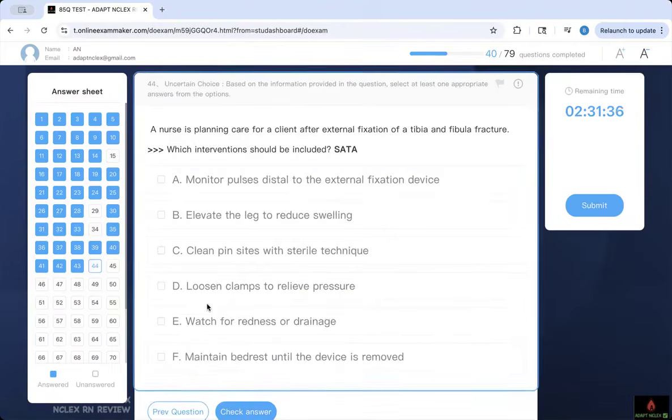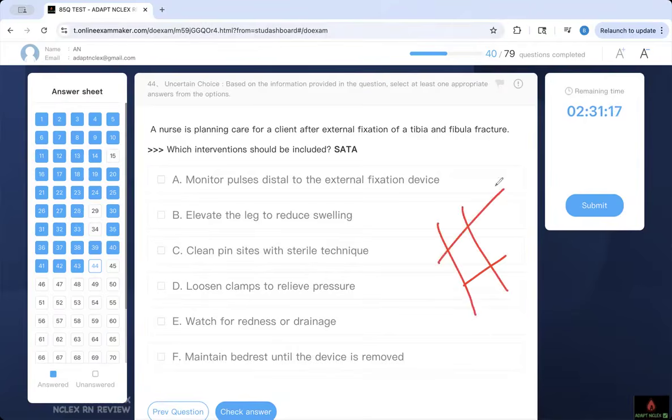And then she's planning care for a client after external fixation of a tibial fibular fracture, XFIX. Which intervention should be included in the plan of care, basic care and comfort? You're taking care of this patient with an XFIX. You know XFIX. Basically, you have a fracture in your leg, and then we have this rod in your leg to hold it in place.